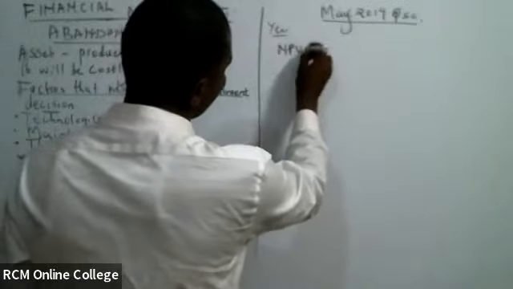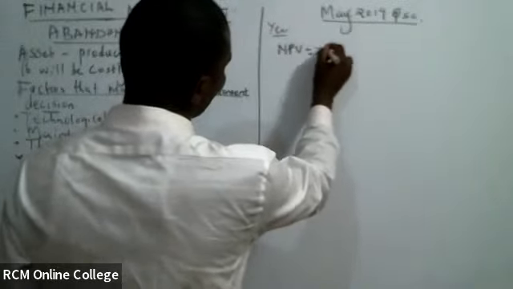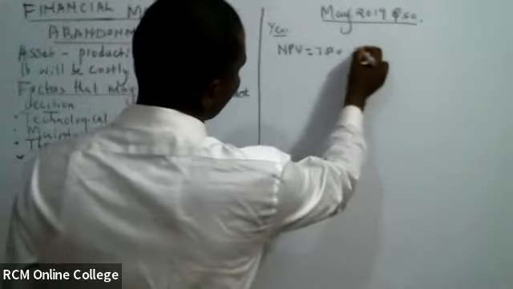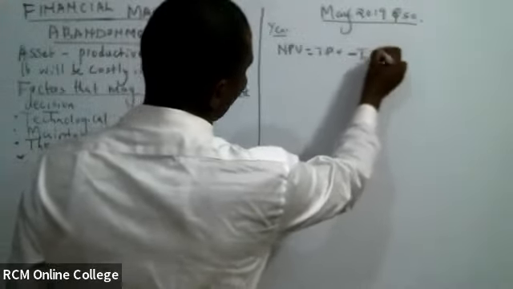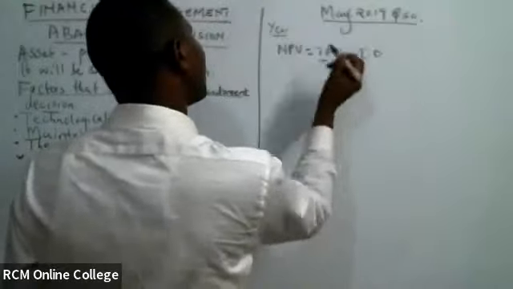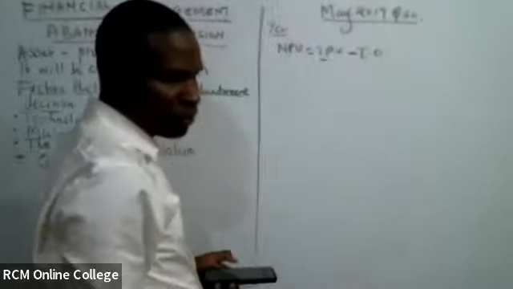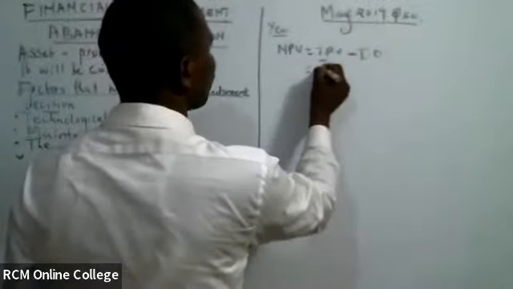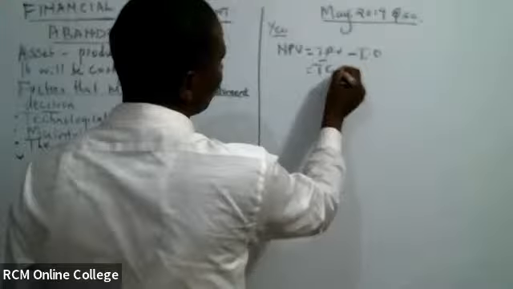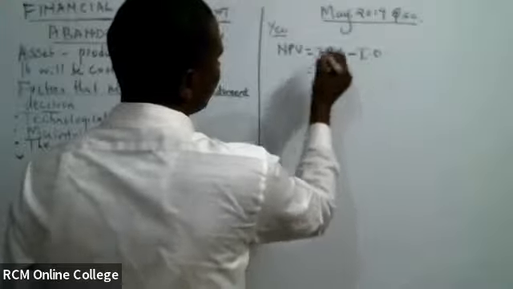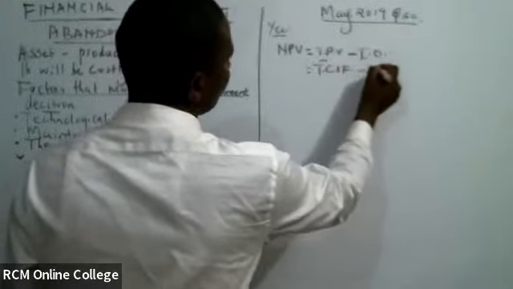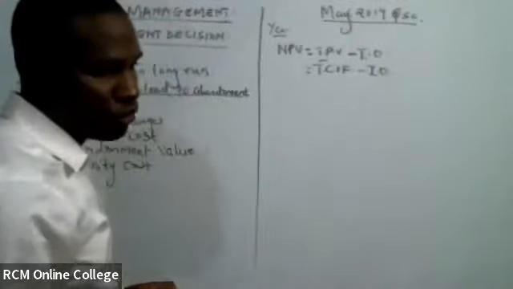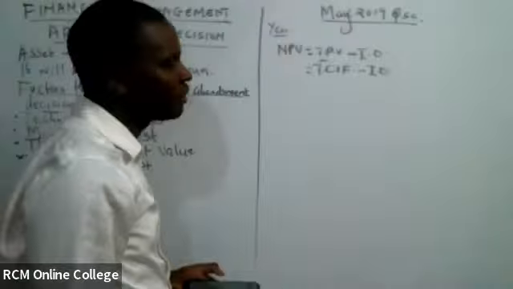NPV, we get it through the total present value, of course discounted cash flow, minus initial outlay. Now, how do I get the total present value or the total cash inflow? Total cash inflow minus initial what? Initial outlay. Total cash inflow minus initial outlay.